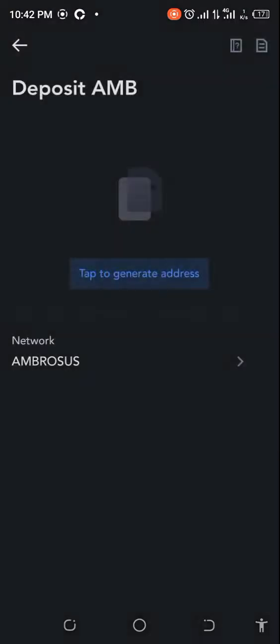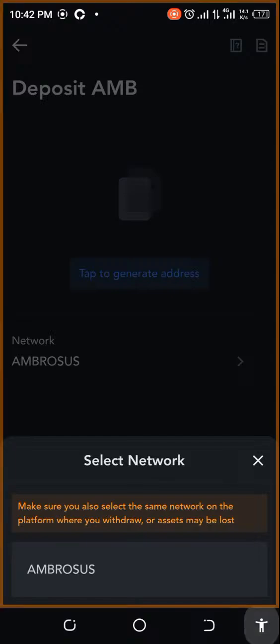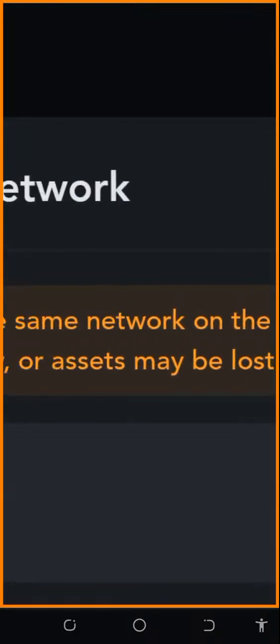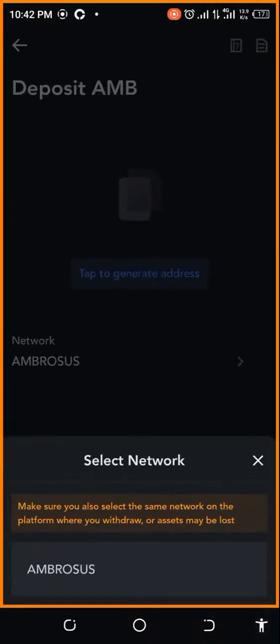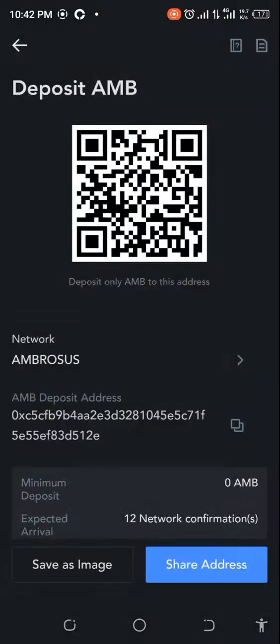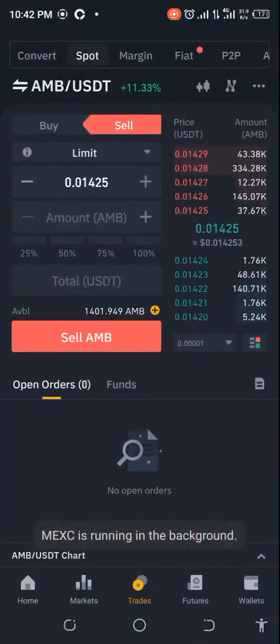Okay, interesting. I just need to make sure that everything is the same. It says we should make sure that you also select the same network. Let me check. Am I doing the same thing? Oh yeah, I did that. So let's go ahead. Tap to generate address. Okay, great. Let's generate the address. Good. So we're going over and then we're going to withdraw.